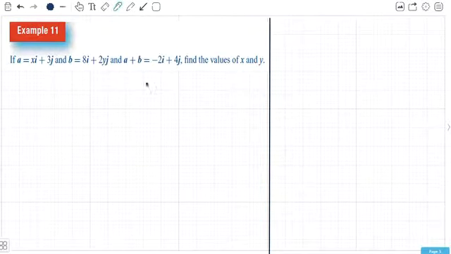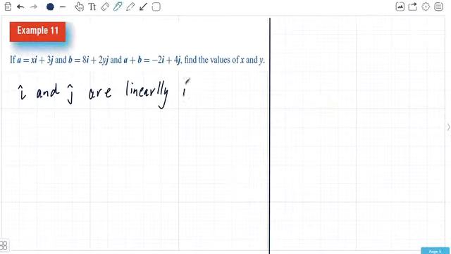Example 11 is a nice one. We're basically using the idea that we know what A and B is to try and find an X and a Y. The other thing that we're using here is the fact that the unit vector I and the unit vector J are linearly independent vectors. And why is that?